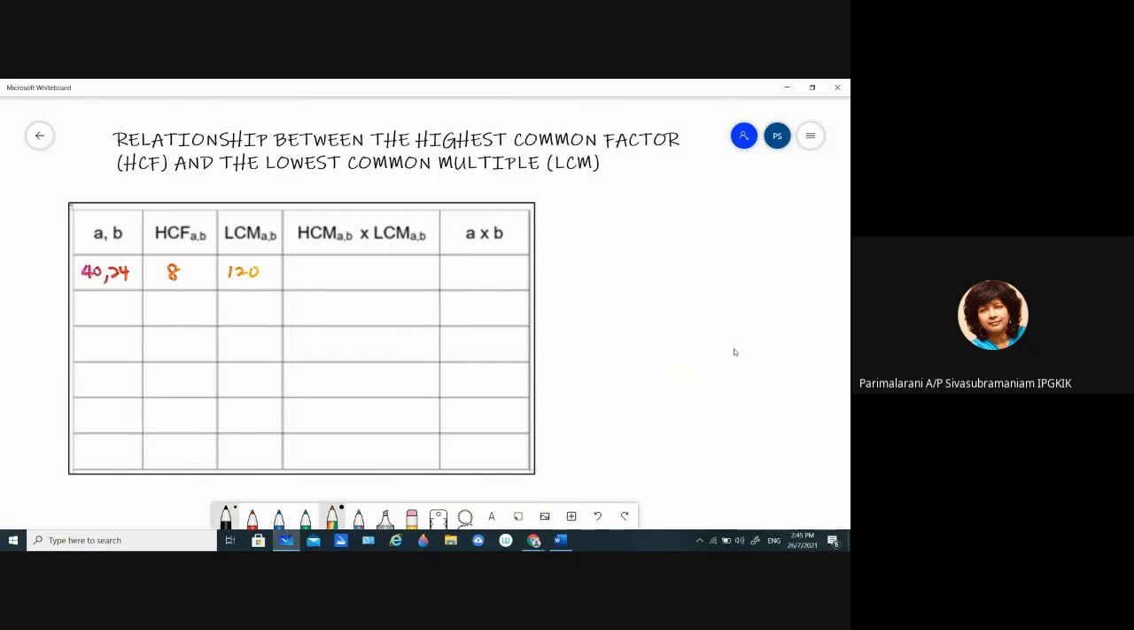So this is 120 times 8. How much is that? Anyone? 960. 960, yeah? Did you use a calculator? I hope you didn't use a calculator. 12 times 8 is 96.